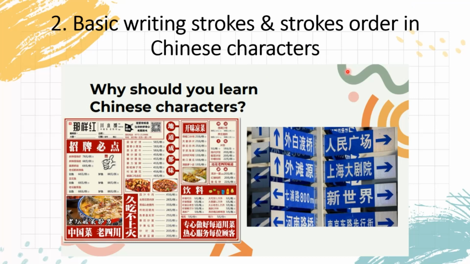So now we are in topic 2. We are going to cover the basic writing strokes and stroke order in Chinese characters. Okay, maybe for this topic we invite Aisha 老师 to come and share with us. Aisha 老师 has a very good experience in this. Right, Aisha 老师. Hello. Okay, so today I'll be explaining the basic writing strokes and stroke order.